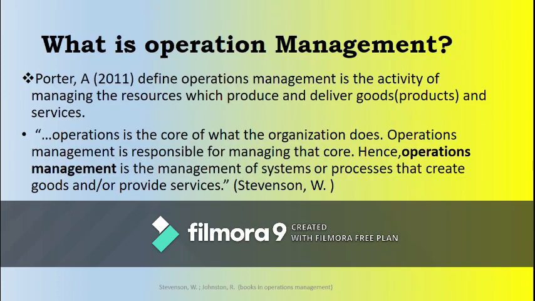So now we're going to define operations management. According to Porter of 2011, operations management is defined as the activity of managing the resources which produce and deliver goods, or products, and services. And then by Stevenson, operations is the core of what the organization does. Operations management is responsible for managing that core. Hence, operations management is the management of systems or processes that create goods and or provide services. Sometimes goods are called products.